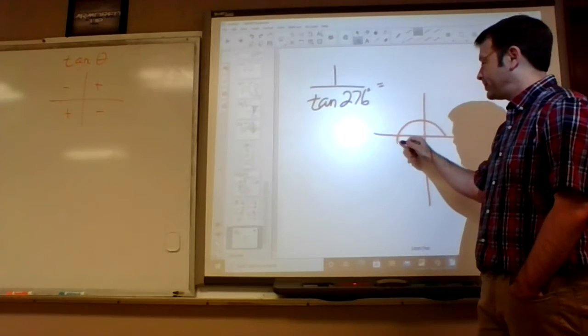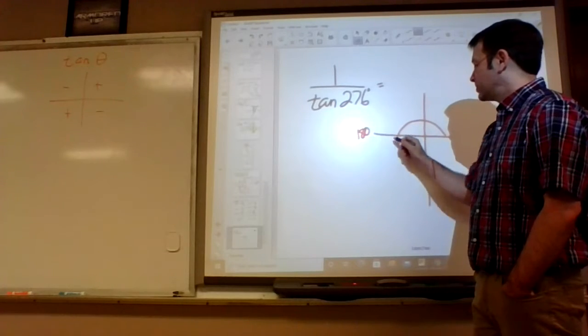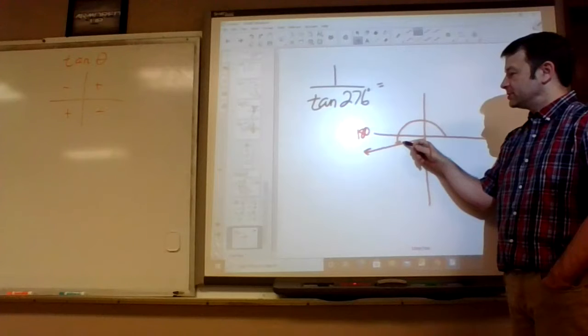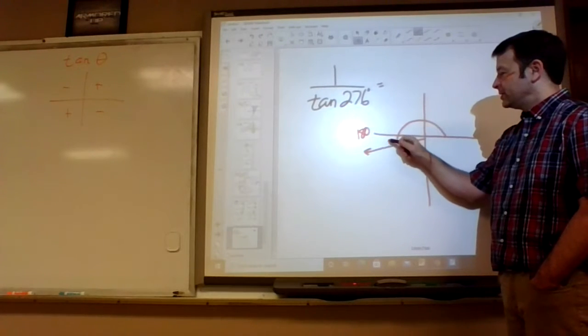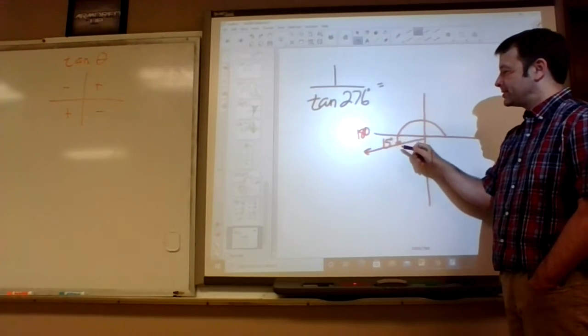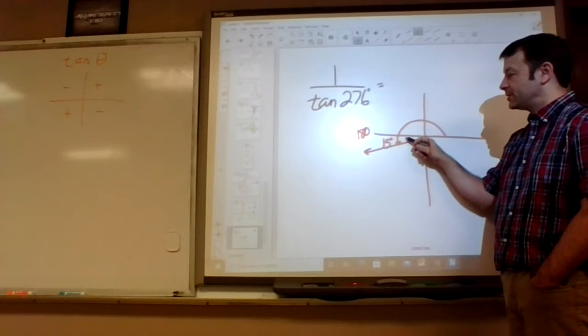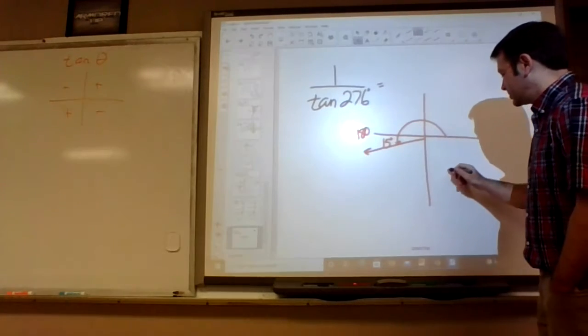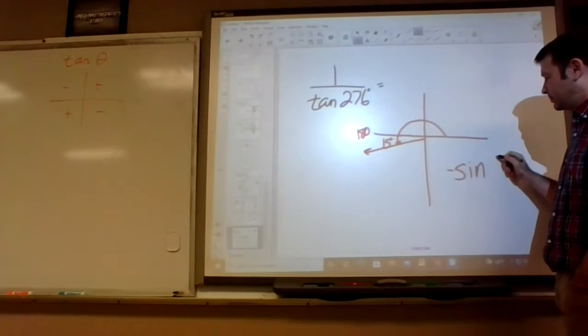It's a little bit past 180, right? So, how far past 180 is it? 15. So the reference angle, basically how far it is from 180, is 15 degrees. Is sine positive or negative in the third quadrant? Negative. So it's negative sine of 15.